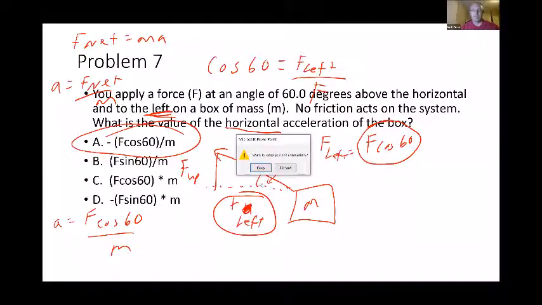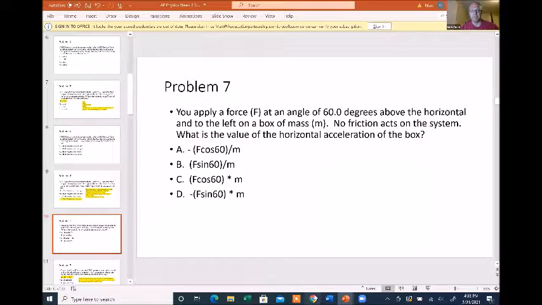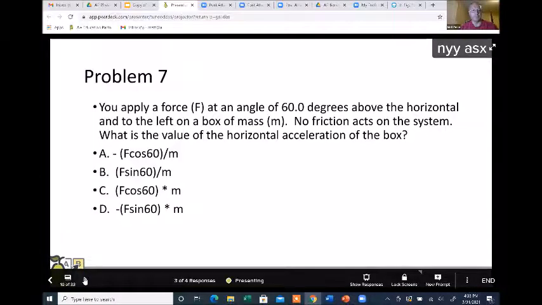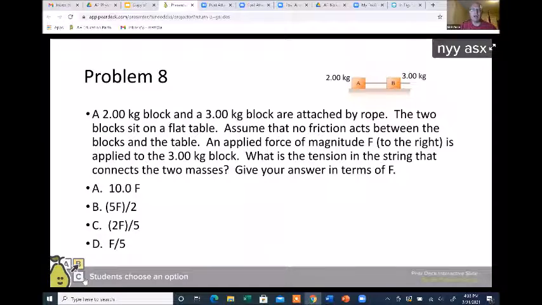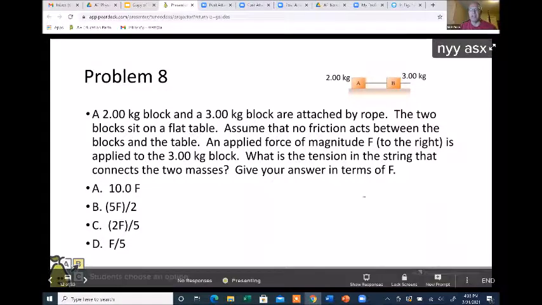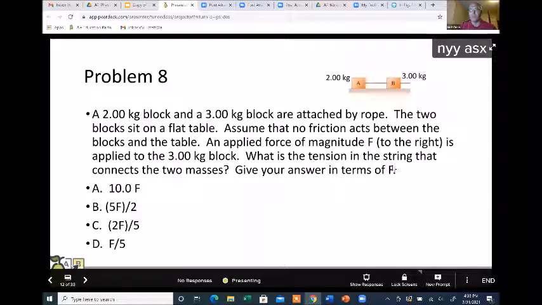All right, let's get back to Pear Deck then. Go to number 8. All right, they like to give problems with blocks and ropes and tension. So this is a good example of that type of problem. See what you can do with this problem.